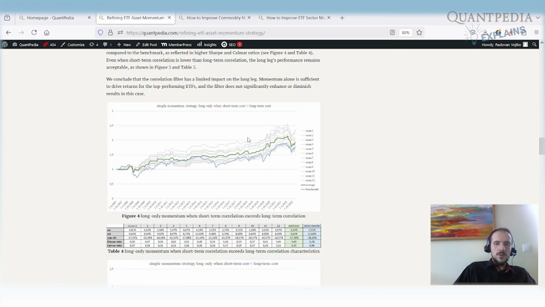Our hypothesis is that the investment universe is really not very correlated. So the correlation filter works well in an investment universe that is denser and more correlated, like commodities or, I don't know, countries, but not in multi-asset ETFs.